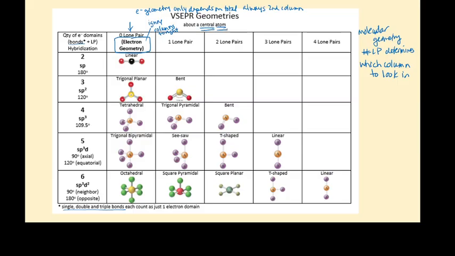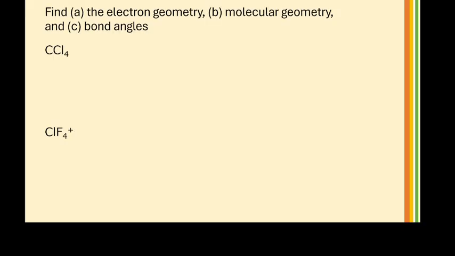Another mistake students will make when using this table is counting lone pairs on outer atoms. We would not. We would only count the bonds and the lone pairs on the center atom in order to determine the electron domains on the center atom. Okay, find the electron geometry, the molecular geometry, and the bond angles. Can't do it without a Lewis structure.